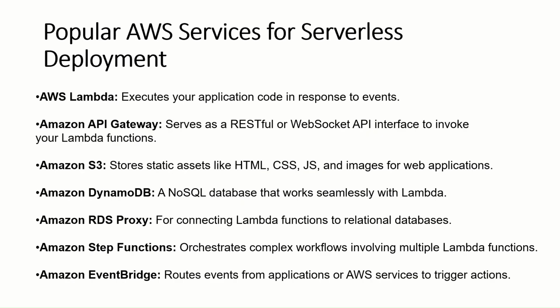Those things will be managed by the provider itself. Now go to the next slide, and here you can see the popular AWS services used for serverless deployment. We have AWS Lambda and API Gateway. If you are going to deploy the front-end application as well, you can use Amazon S3. For a NoSQL database, you can use DynamoDB. For a SQL database, you can use RDS, and other tools like Amazon Step Functions and EventBridge. You can use those things in totality to deploy your whole application.